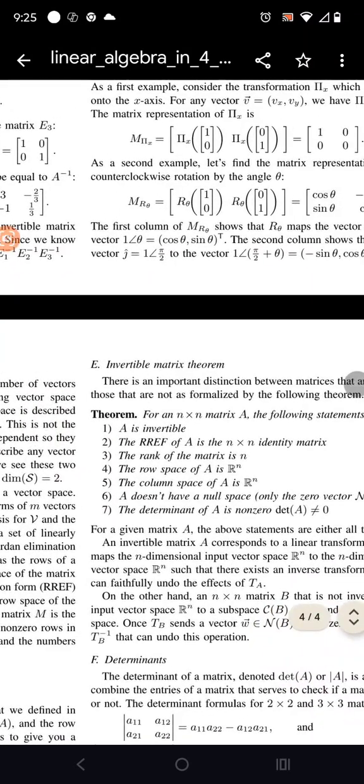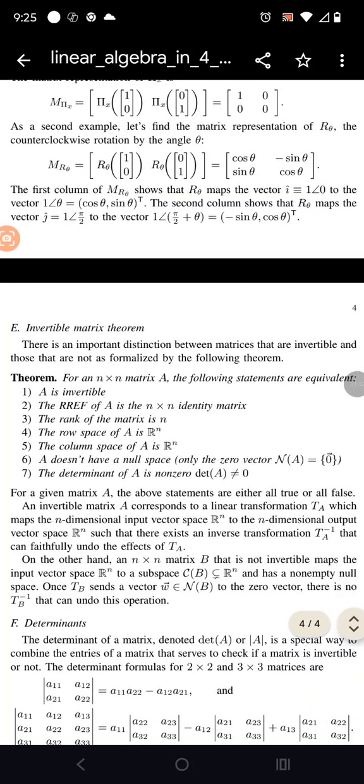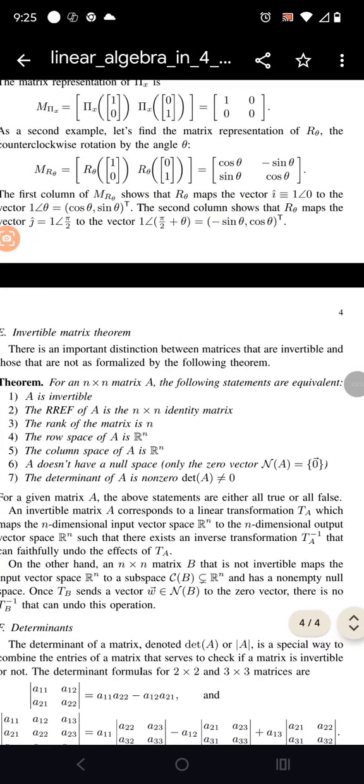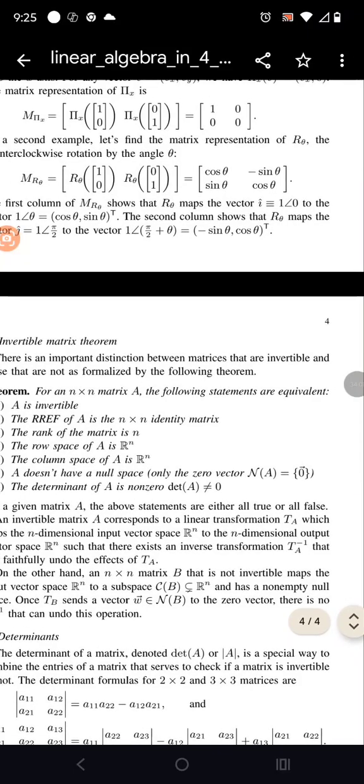Okay, so a theorem is coming up: the invertible matrix theorem. There is an important distinction between matrices that are invertible and those that are not, as formalized by the following theorem. For an n by n, so square, matrix A, the following statements are equivalent.